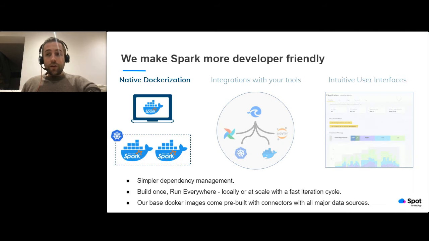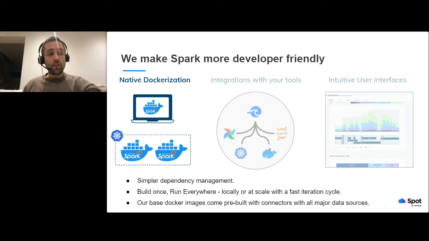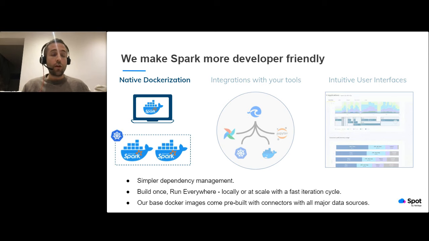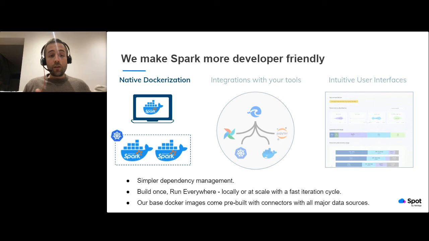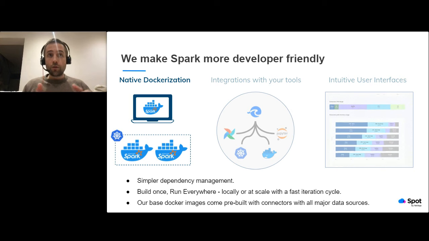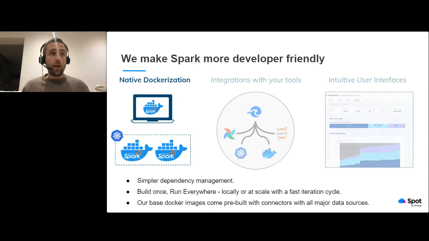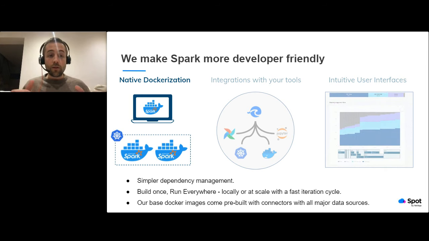So now I want to give an overview of some of the features of Ocean Spark. First, native Dockerization. I already mentioned that. That's not actually a feature of Ocean Spark. It's more a feature of Spark and Kubernetes in general. The benefit of using Docker is that you control the Docker images that you build, and you can put all your dependencies, like your libraries, your jars, your Python libraries in there. And then you don't need to download them at runtime.